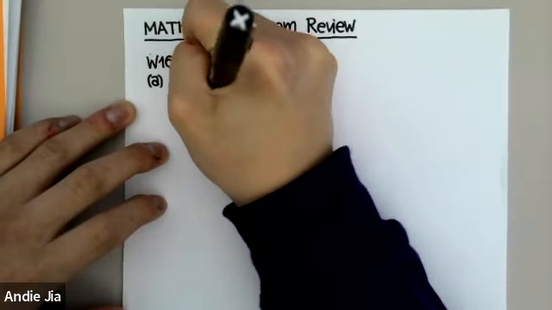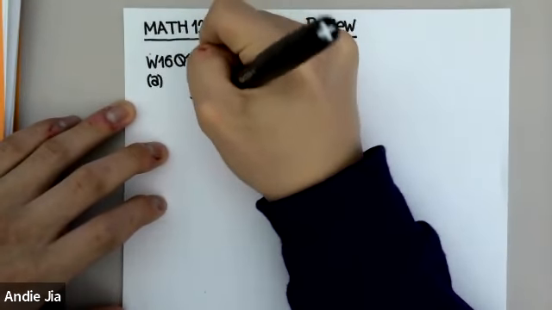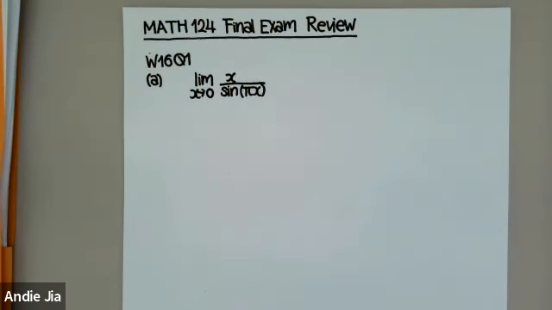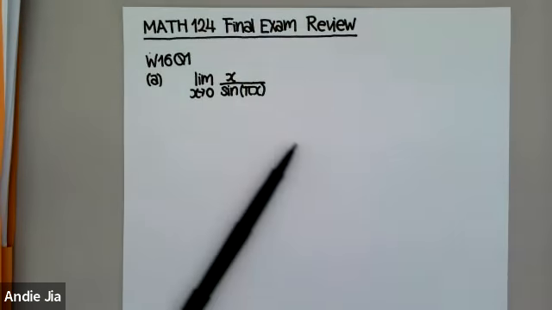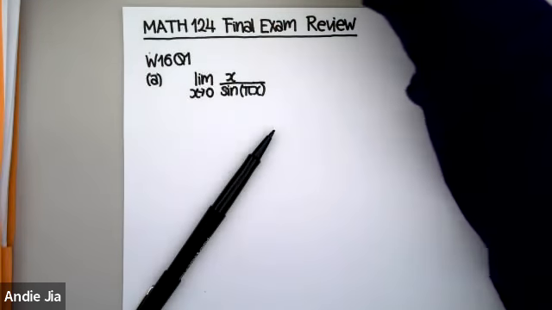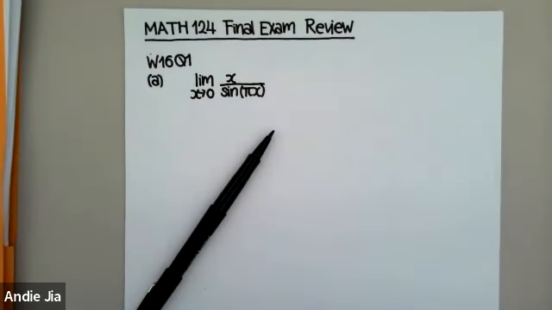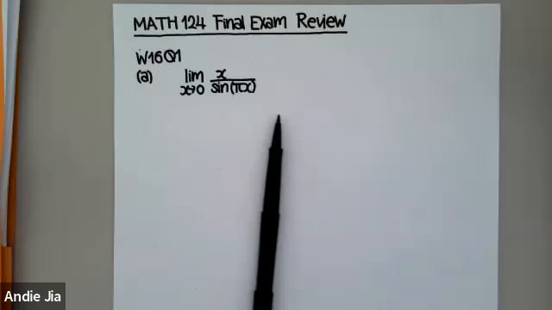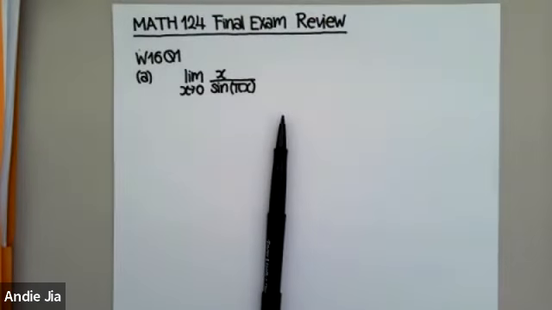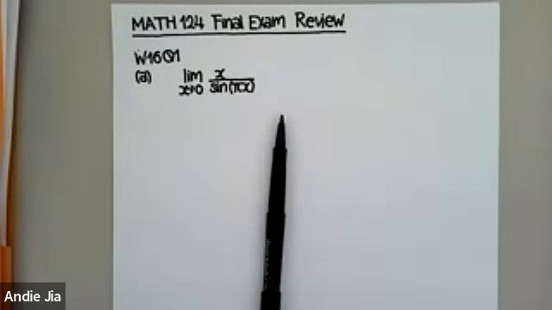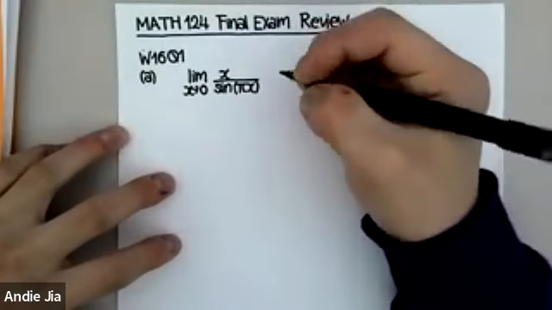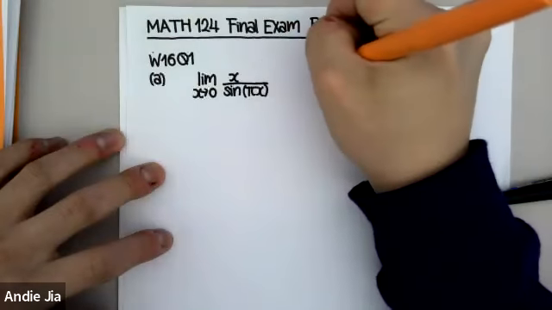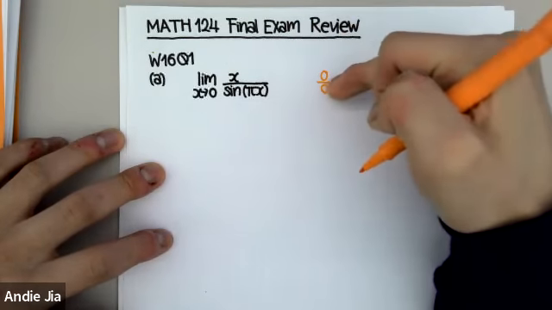The limit as x approaches 0 of x over sine of pi x. If you just know the trig values here, any time you have a limit, you should look at the indeterminate form. Sine of 0 is 0, and x is also 0. So this limit has 0 on top and 0 on the bottom, and this is an indeterminate form.